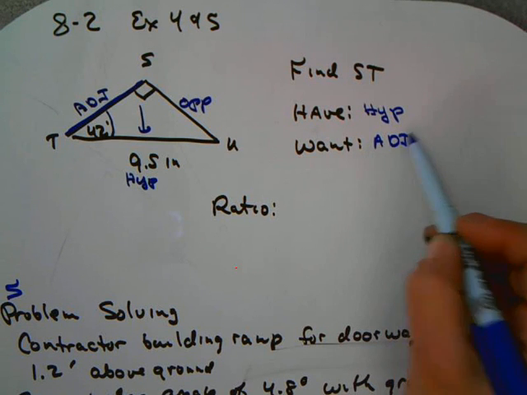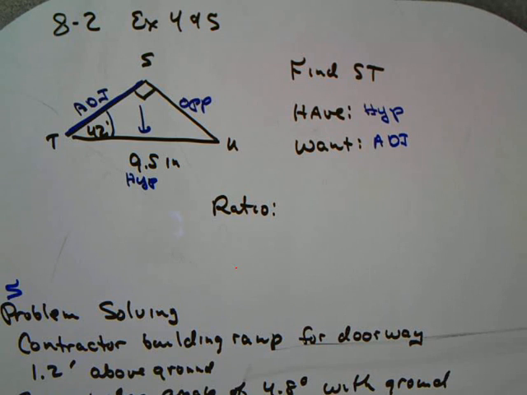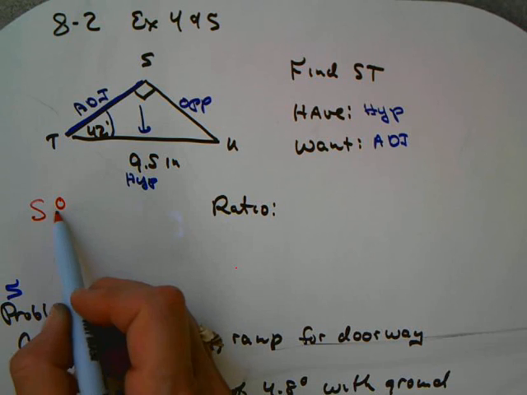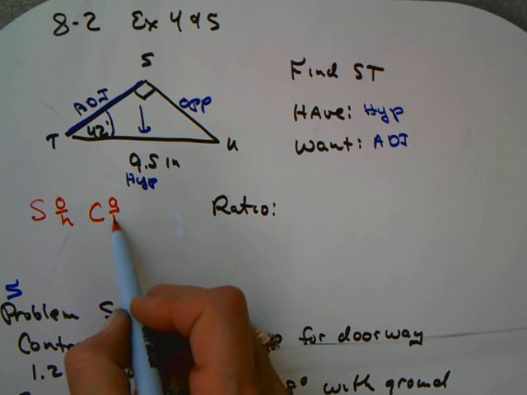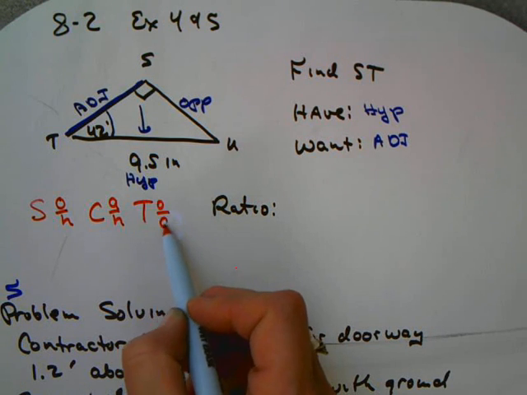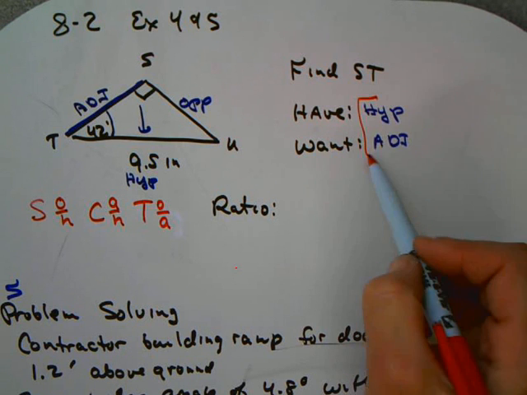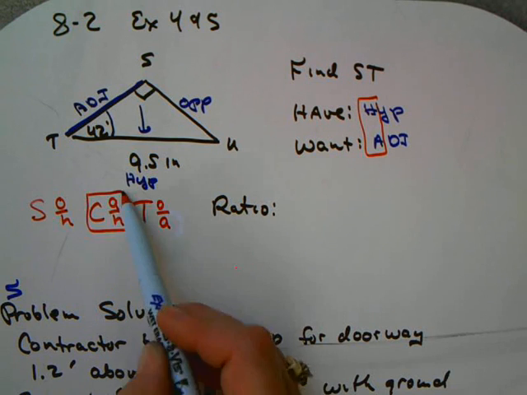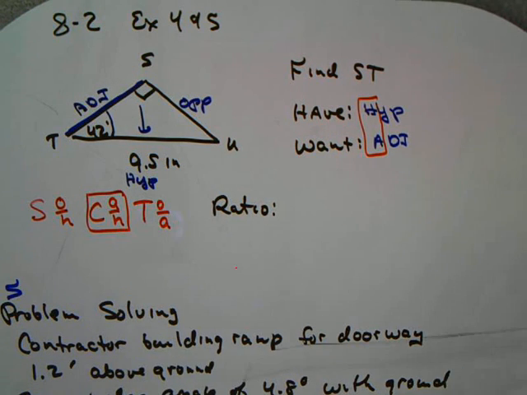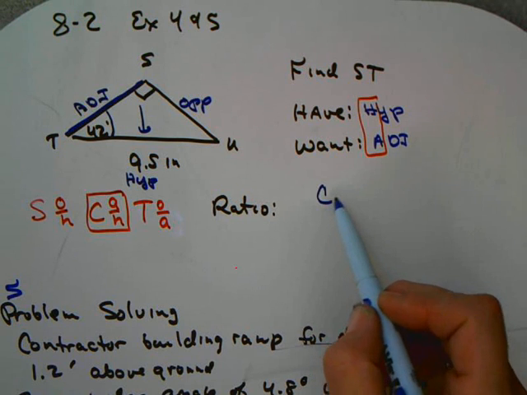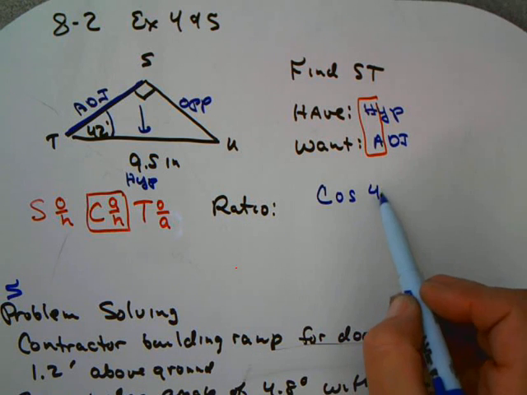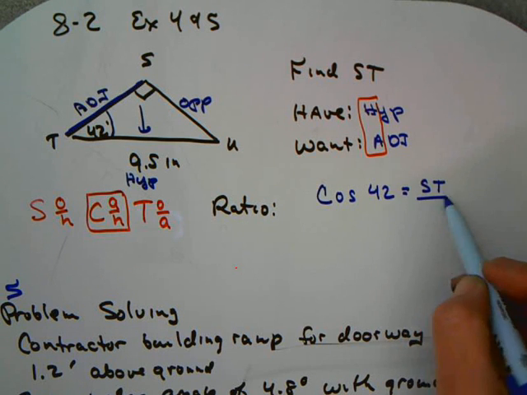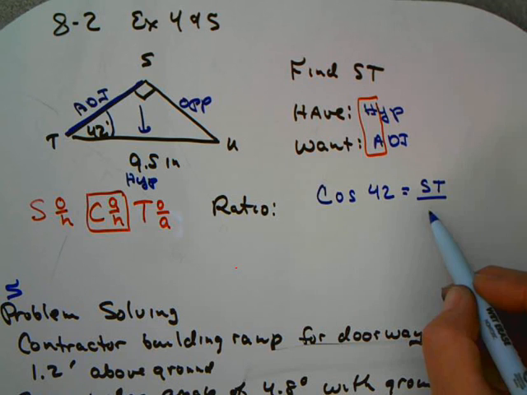So now I think, what ratio should I use? And I think, SOH CAH TOA. I want to relate a hypotenuse and an adjacent leg, so I'm going to use the cosine ratio. Once I decide that, I write it down. The cosine of a 42-degree angle equals the adjacent leg, ST, that's the one I don't know, so I just put an ST, over the hypotenuse, 9.5.